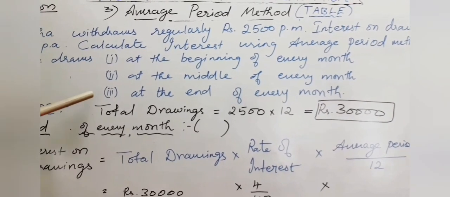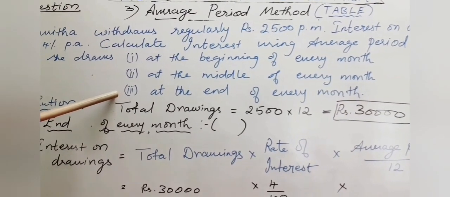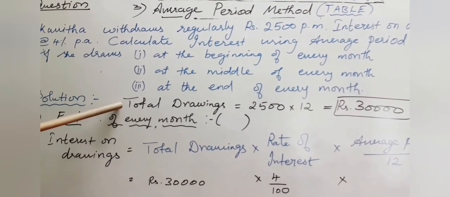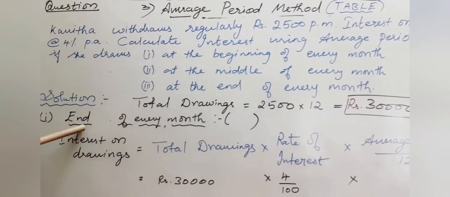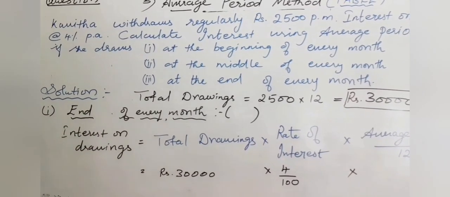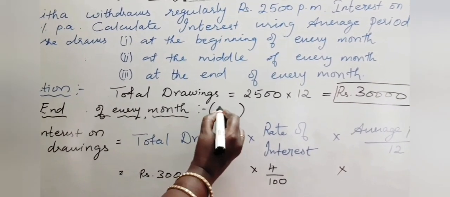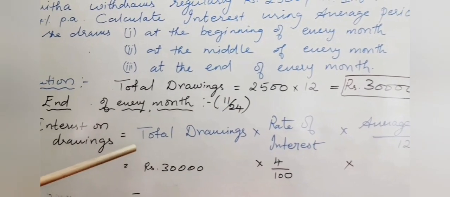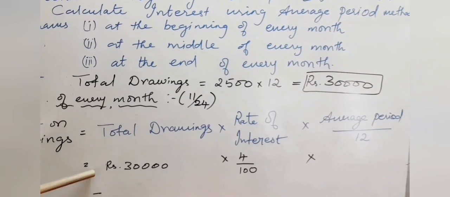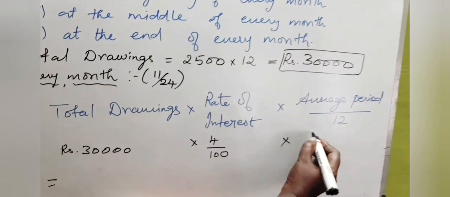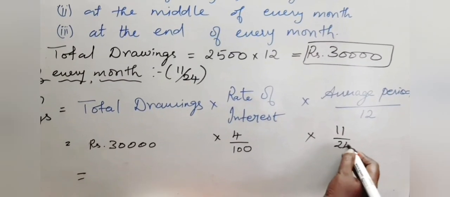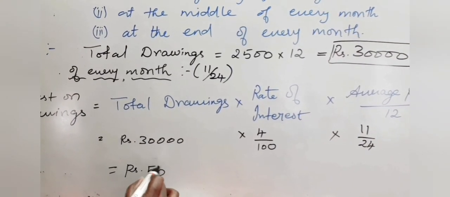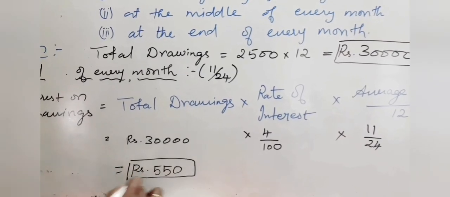Students, next we want to calculate drawing at the end of every month. Once again the same method, children. Total drawings is 30,000. You want to write end of every month. If it is end of every month, what will be the average period? It will be 11 by 24, isn't it? Now interest on drawing, apply the formula here, substitute the amount, substitute the average period, that is 11 by 24. On simplification you get an amount of rupees 550. Hope you understood this sum.